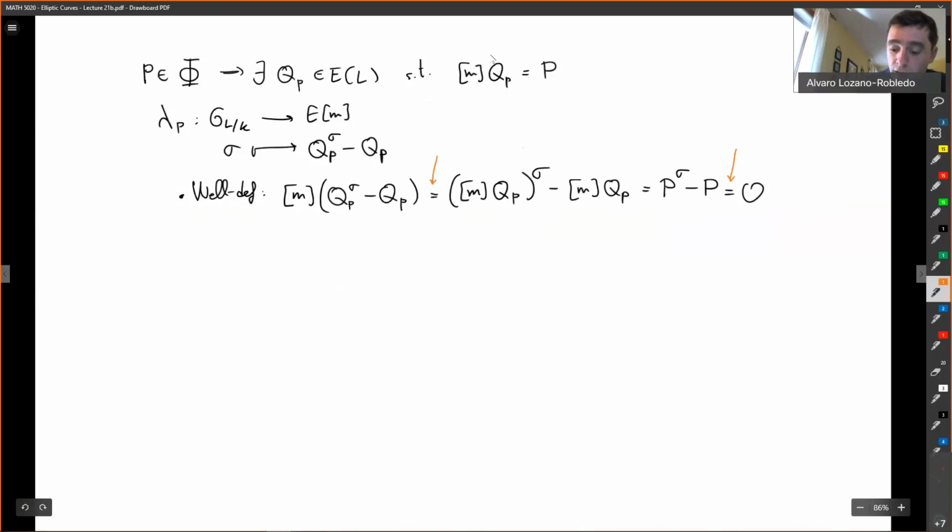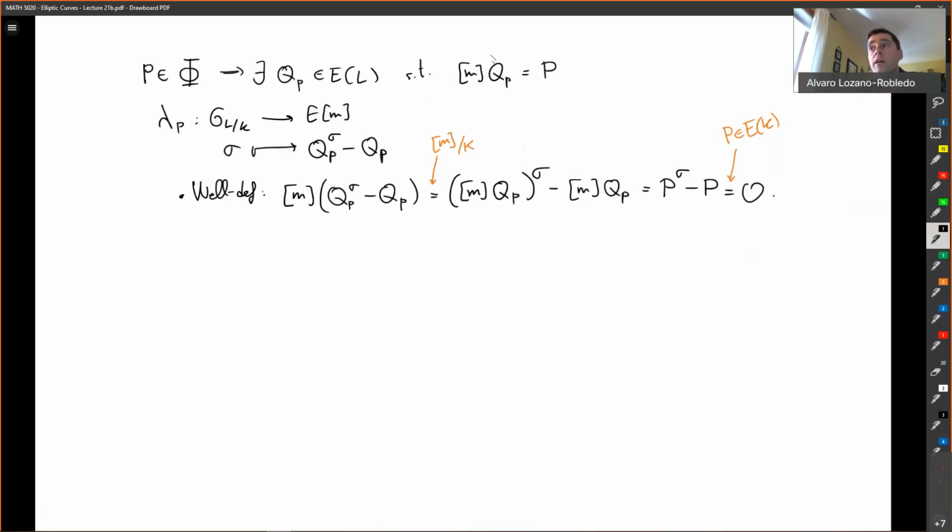Here, multiplication by m is defined over k, so it commutes with sigma. And here I'm using that p itself is over k, so it's fixed by an automorphism that fixes k. So that is O. So therefore, we have a well-defined map of sets, Galois to EM. This is not a homomorphism, but it's almost a homomorphism.